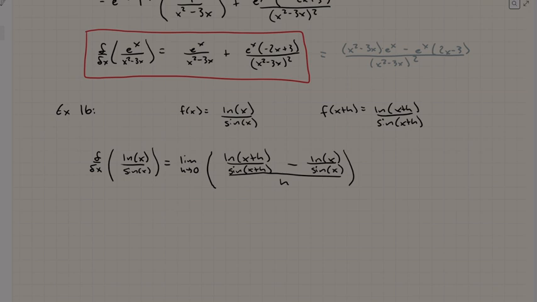Right. The first thing that we are going to want to do is to give this a common denominator so that we can combine these two fractions. So we've got sine of x plus h, sine of x. The only way to combine them is by multiplying by the other denominator. So the left one will do sine of x over sine of x, and the one on the right will be sine of x plus h over sine of x plus h.